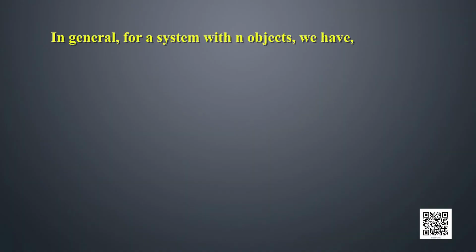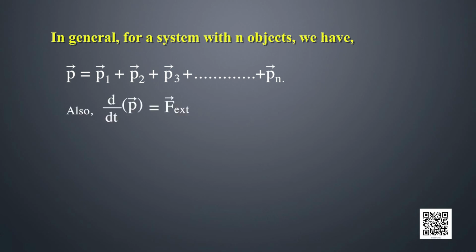Let us now see what will happen if we have a large number of objects forming a system. In general, for a system with n objects, we have total linear momentum P equal to P1 plus P2 plus P3 and so on up to Pn, that is the vector sum of all these momenta. Also, the rate of change of momentum dP over dt is equal to the net external force.